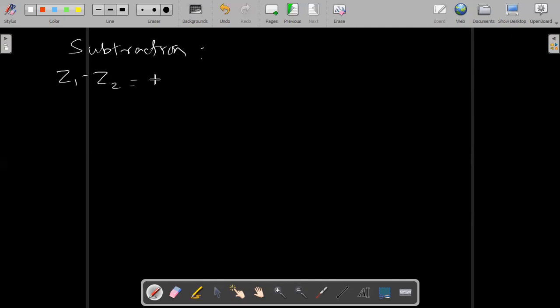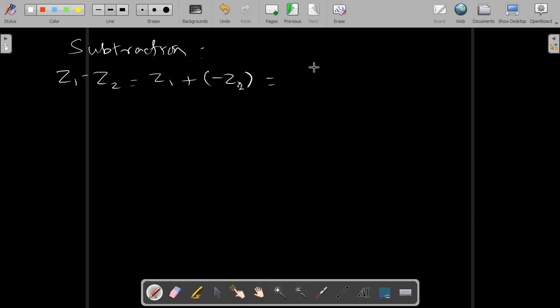Z1 minus Z2 is actually Z1 plus the negative of Z2. That's why we are not going through the properties, because this is following the addition. So it will follow all the properties of addition of complex numbers. So Z1 minus Z2 you can subtract.